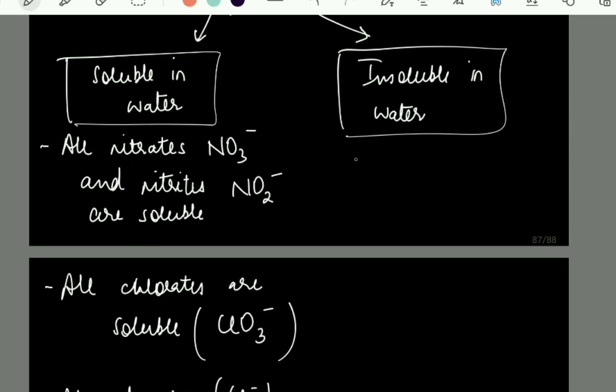Then coming to insoluble. Now all carbonates are soluble except those of alkali. Sorry, my mistake. All carbonates are insoluble.